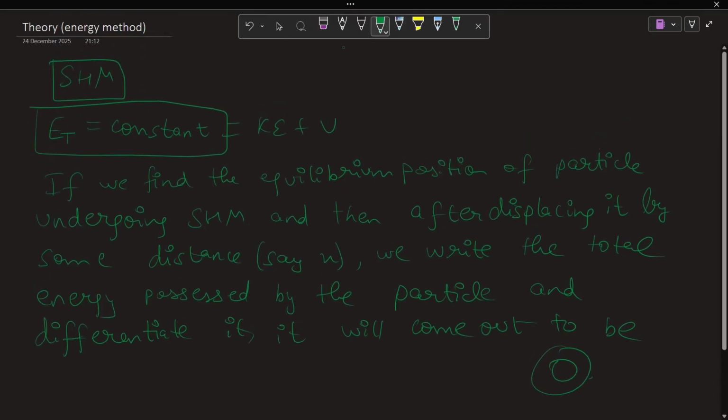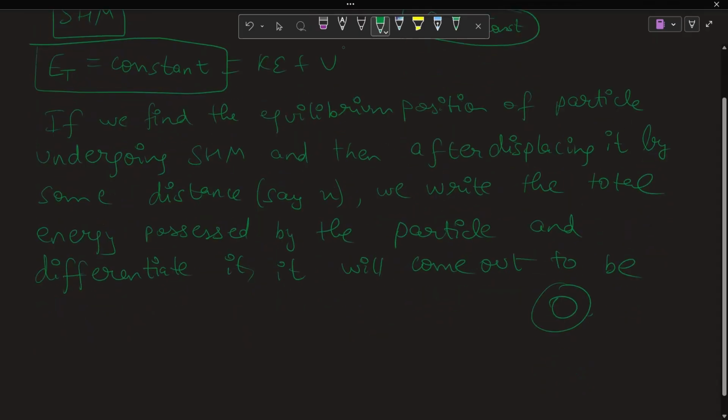Now, how can I say that? I'm just saying that the total energy E_T is constant at any time of the SHM, right? So at any time, if we differentiate the energy, it will come out to be zero. dE_T by dt, differentiate it with respect to time, it will come out to be zero.